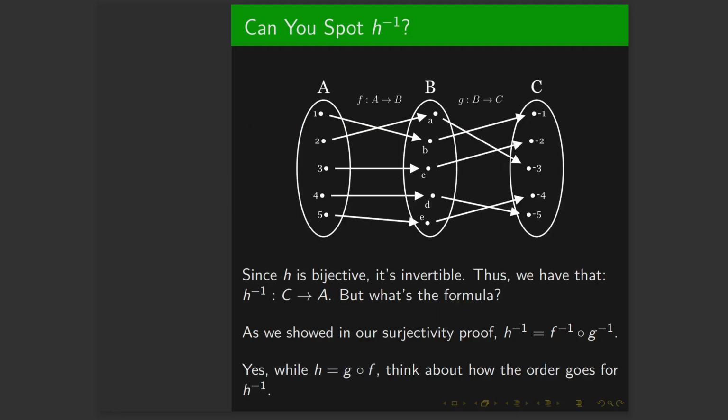Now that we know that h is a bijection, we know that it's invertible. So what would h inverse be? Well, as you remember from last video, it's usually what's in our surjectivity proof. So we have that h inverse is f inverse compose g inverse. So think about this. This is really weird. Even though h is g compose f, the order of h inverse is actually reversed. It's f inverse compose g inverse.